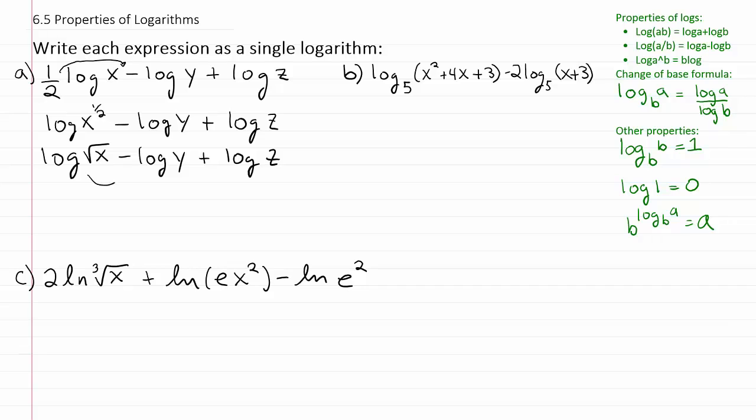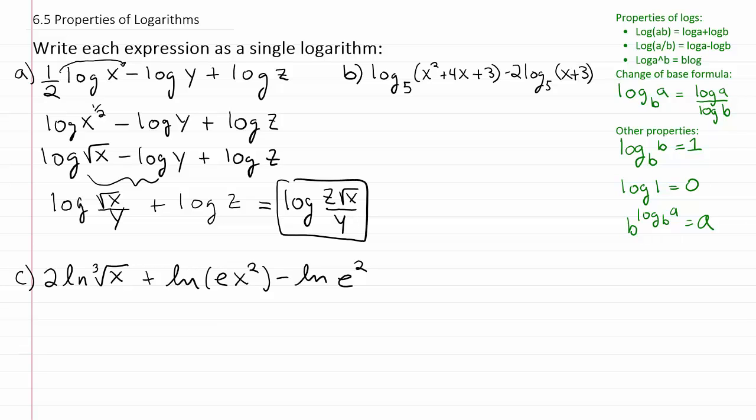Okay, so this first difference can be written as a quotient. In other words, I can say that that's log of the square root of x over y. So I keep the log, and I perform the division there. All right, then lastly, we have this plus log of z. And that can just be written as a product, right? So we're going to be able to say that we'll have log of z times the square root of x over y. And that's it. That's a single log that represents that original expression that was expanded out.